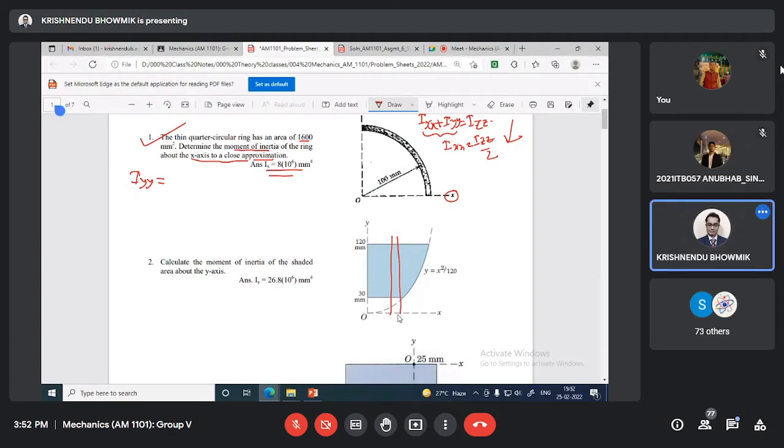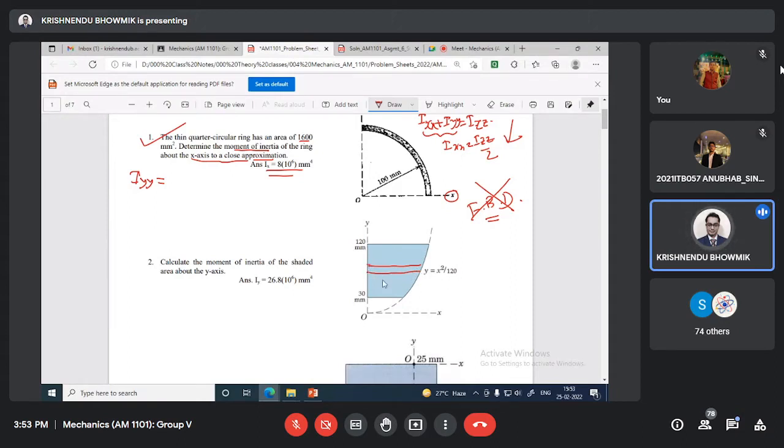With the vertical strip, one issue is to calculate this area. The idea is that whatever strip you take, it should be able to capture the total area correctly. The vertical strip we can do, but it will be a little bit complicated. So let's take a horizontal strip in that case. Any horizontal strip we can take. So remember, this is not an FBD, not a free body diagram. We are talking about cross sections. No force is involved, so it is not a free body diagram.